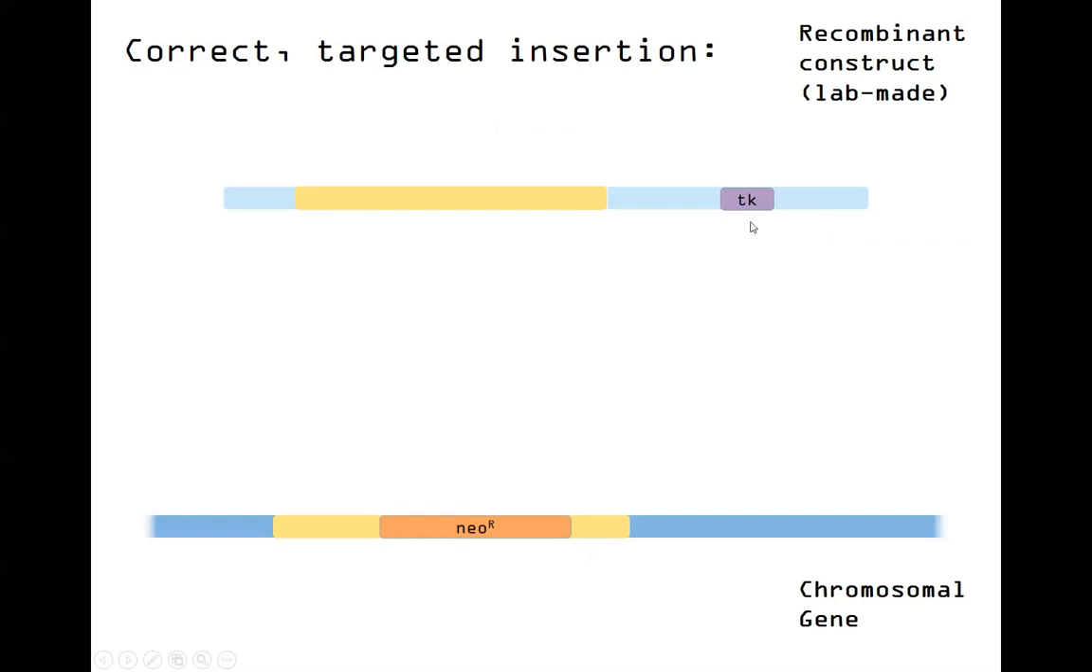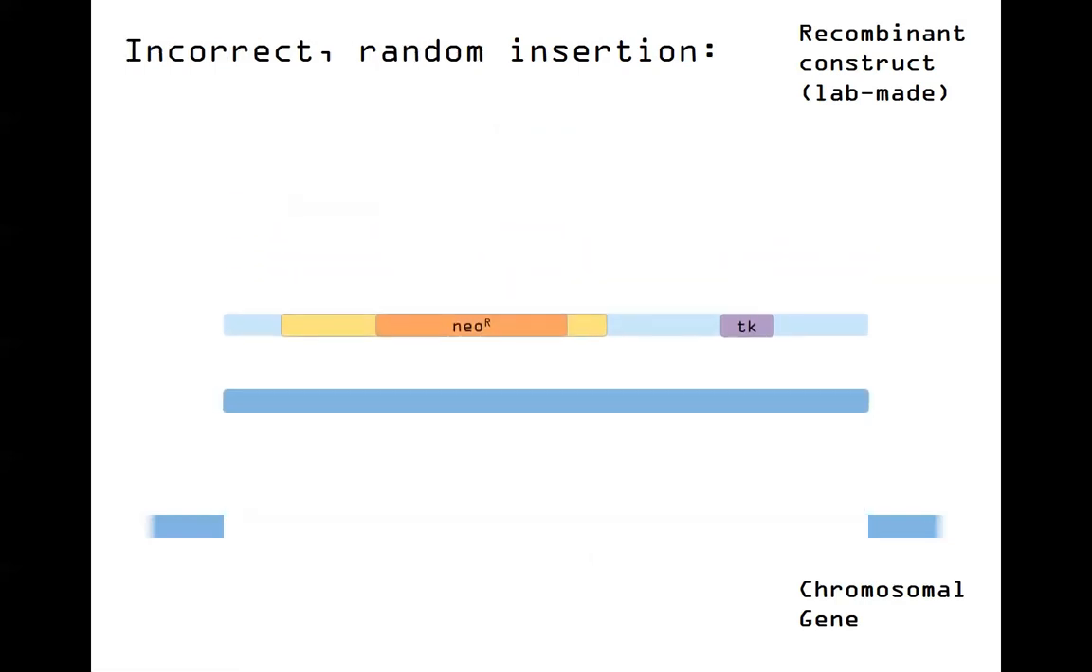But notice we've still left this thymidine kinase behind. That's good news right now, okay? So let's see why that is by looking at the situation where we have random, not targeted insertion.